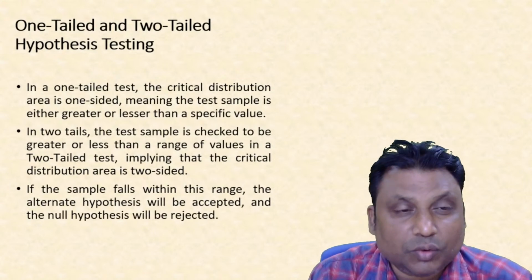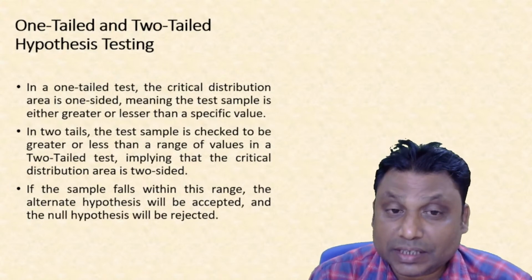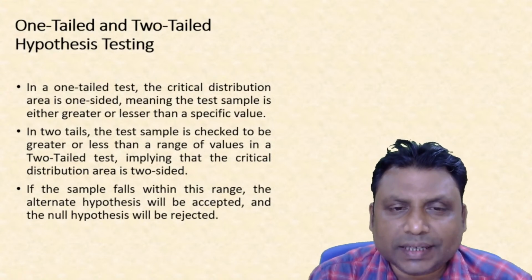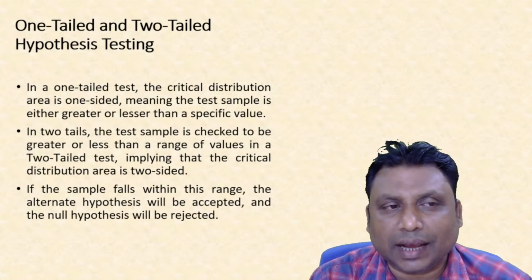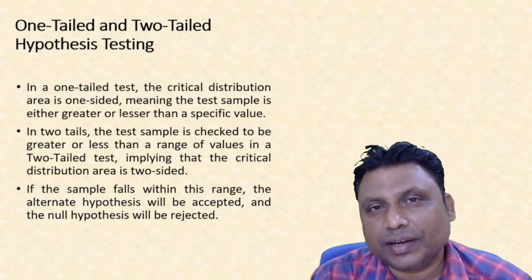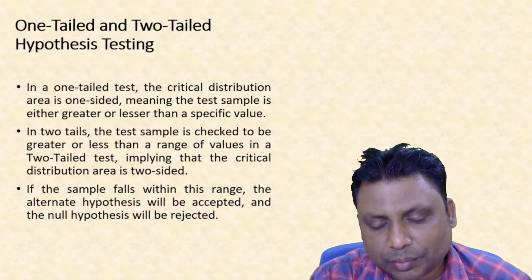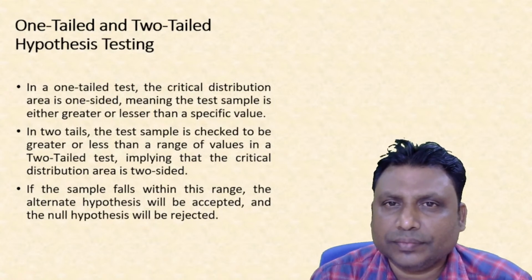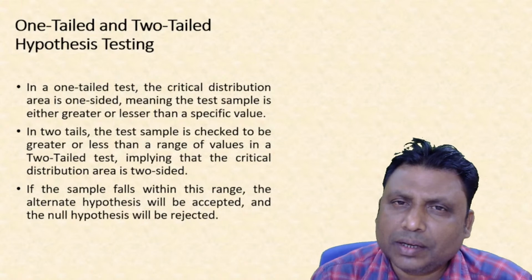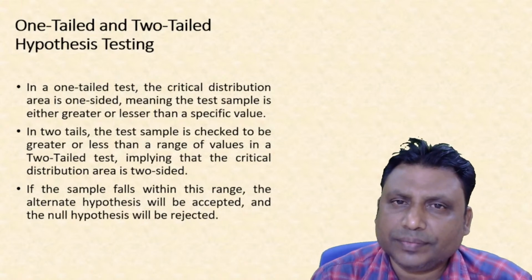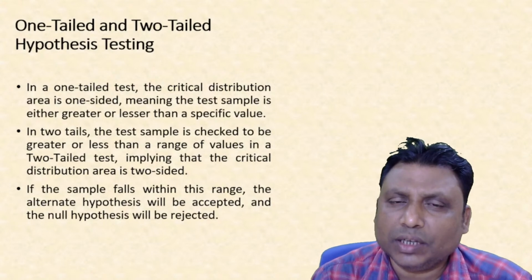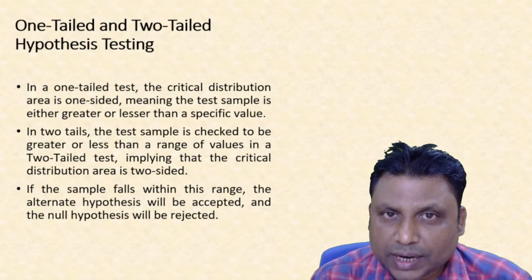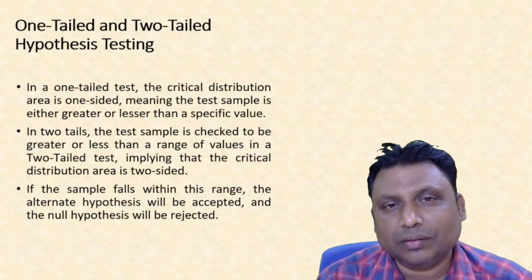So simply, in a one-tail test, the critical distribution area is one-sided, either your left side or your right side. Suppose I give an example: your monthly income is less than 100. That means the null hypothesis is less than 100, and the alternative hypothesis is equal to or more than 100. If an equal sign is there, it will be distributed on both sides, left side and right side.